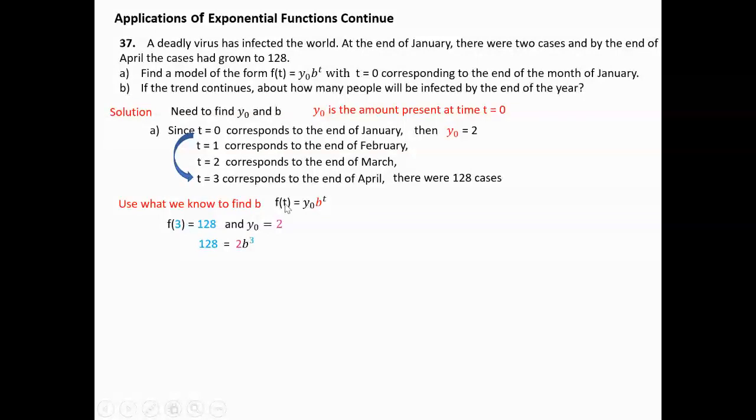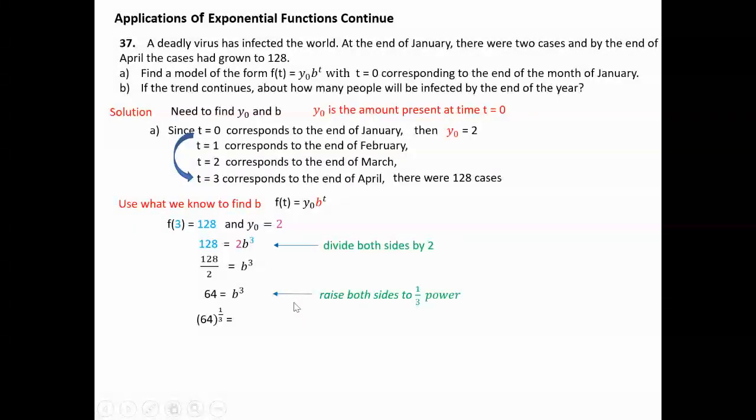So I'm going to plug into the formula: f of t equals y naught times b to the t power. So f of 3, which is 128, equals y naught, which is 2, times b to the 3rd power. I need to solve for b, so I'm going to divide both sides by 2. It gives us 64 equals b cubed. Now I'm going to raise it to the power of 1/3, because now we apply the power rule: an exponent to another exponent, we multiply the exponents, which will give us 1. That gives us b by itself, and 64 to the 1/3 power.